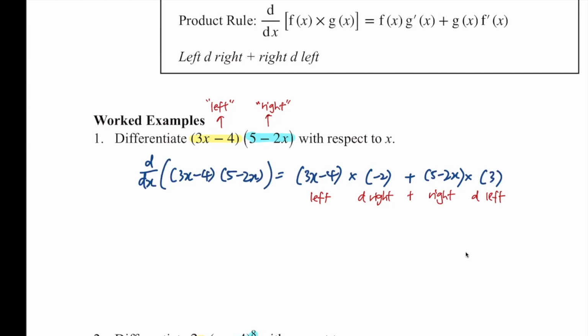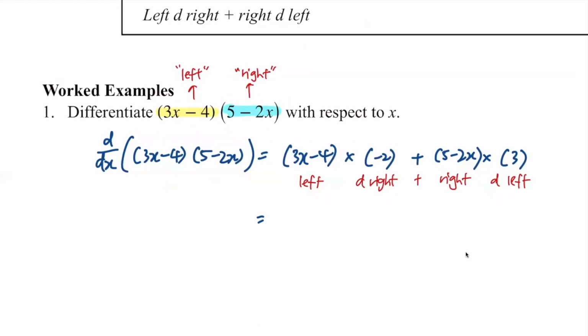Now for this question over here, you continue by expanding. Usually it's not so simple. So when I expand, the first one I get -6x plus 8. The second one I get 15 minus 6x. Just take note of the negative signs. And then you simplify, you get -12x plus 23. So that's for worked example 1.